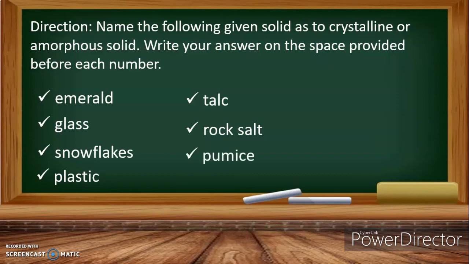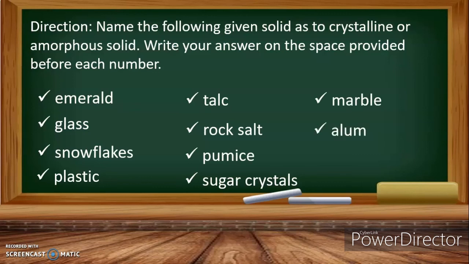Pumice. So this is a type of rock, or pumice rock. Sugar crystals. Marble. Alum, or the one we use as deodorant, or tawas. Limestone. And lastly, we have ruby.